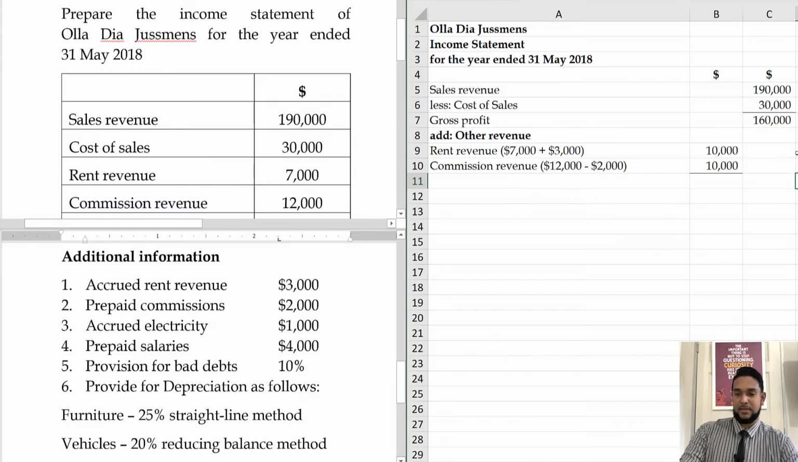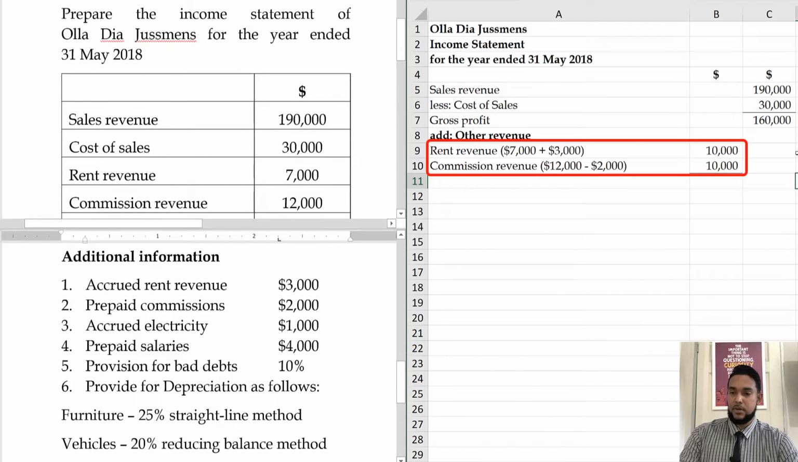So we happen to have the same net figure there. That was actually done for the sake of simplicity. I'm hoping it's not confusing anybody. I apologize if it is. So we add up our other revenues, we get 20,000, and we add that to the gross profit because revenues increase profit. That's going to give us 180,000.